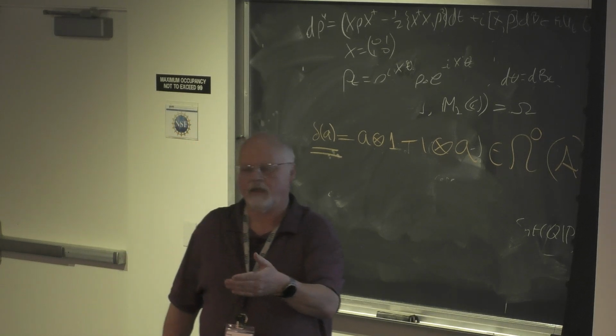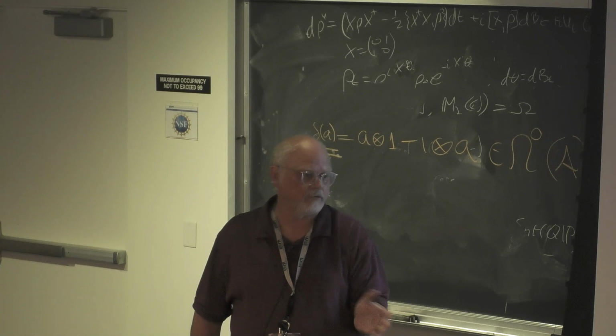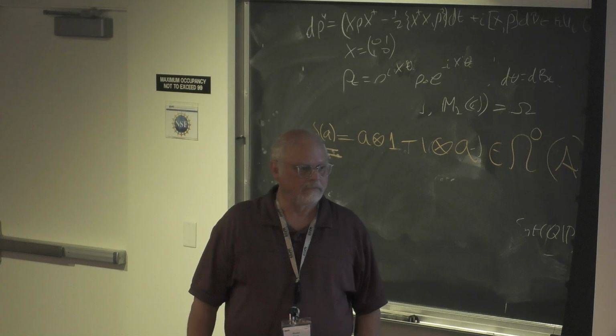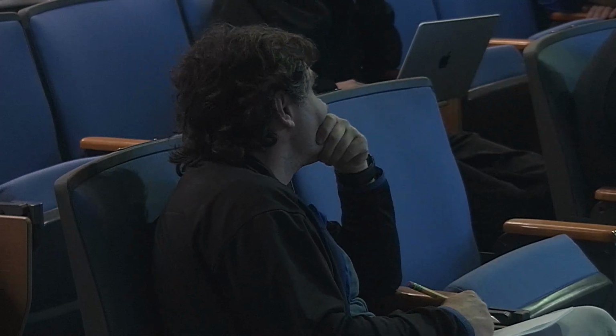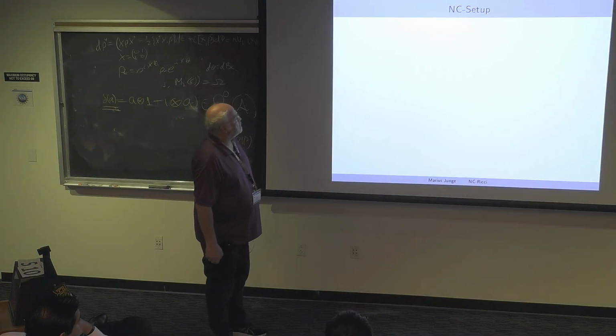I think it's an extract of many things which have been seen in different contexts. No question. What you've written is just the map from the level 1 part of the bar complex to the level 0 part of the bar complex. Yeah. Good. What is our non-commutative setup?